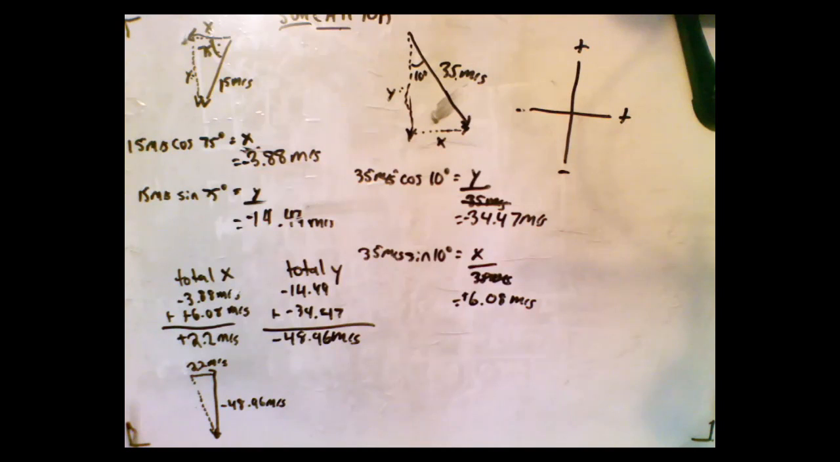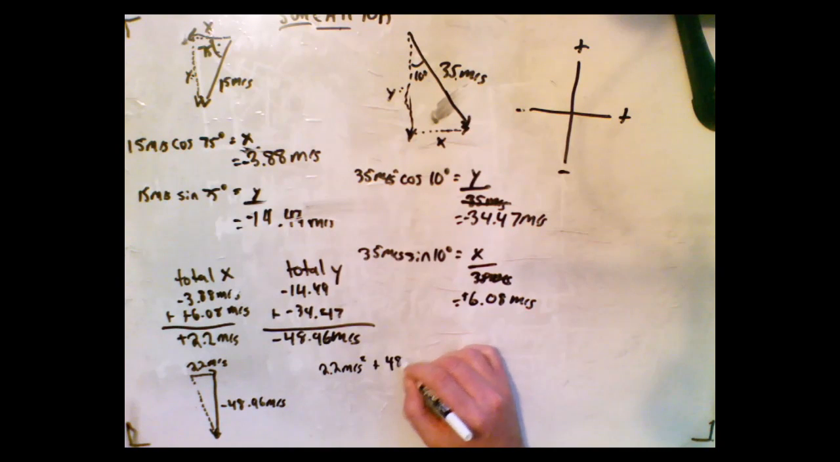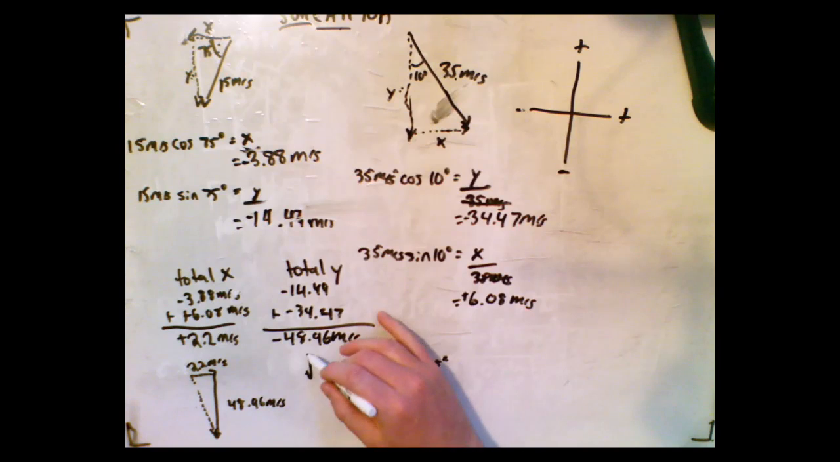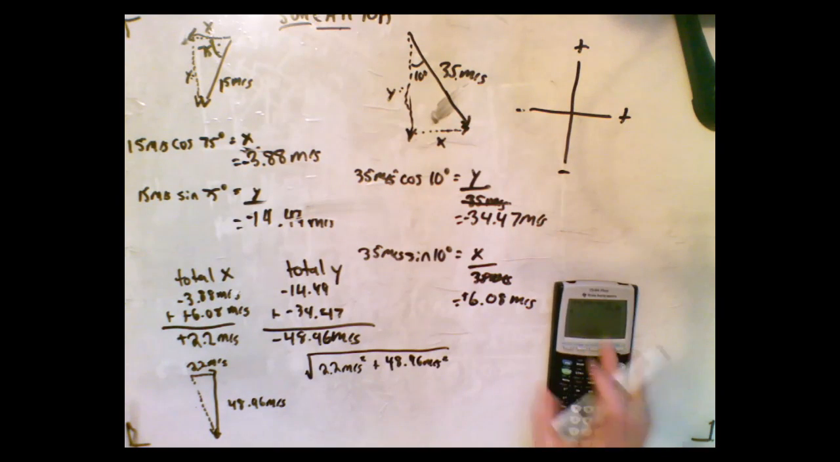is solve using tan -1 and Pythagoras, and it's always going to be the same. So to find this resultant, I can go 2.2 meters per second squared plus 48.96 meters per second squared. And you can see I got rid of this negative. This negative just tells us we're moving down. Get rid of any negatives or positives after that. It's just going to make it a little bit harder to calculate.